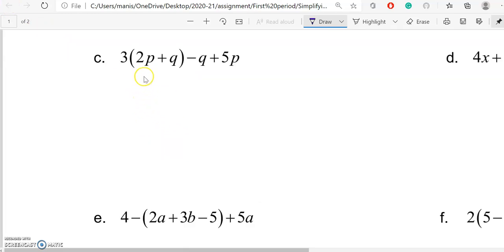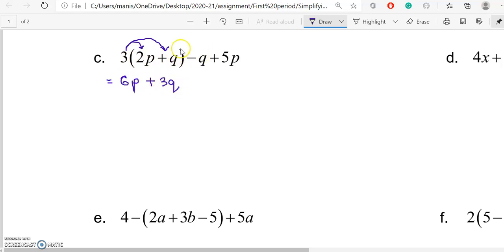Okay, to solve this question, but in this question what's going on, it says 3 times 2p plus q. So before even I do something, I have to distribute this 3 to my inside terms of this parentheses. So it will be 3 times 2 is 6p plus 3 times q will give me 3q.